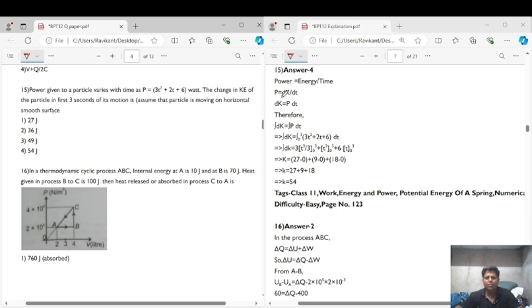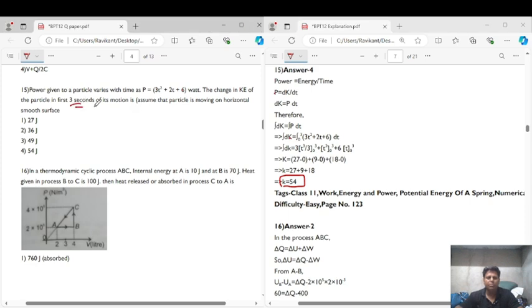So what we have written over here is power is equal to dK by dt, that is, the rate of change of kinetic energy is power. So dK will be equal to P dt. Integrating power, we get the kinetic energy as 54 joules, right? Simply integrating 3t² + 2t + 6 and putting the limit from 0 to 3 seconds.